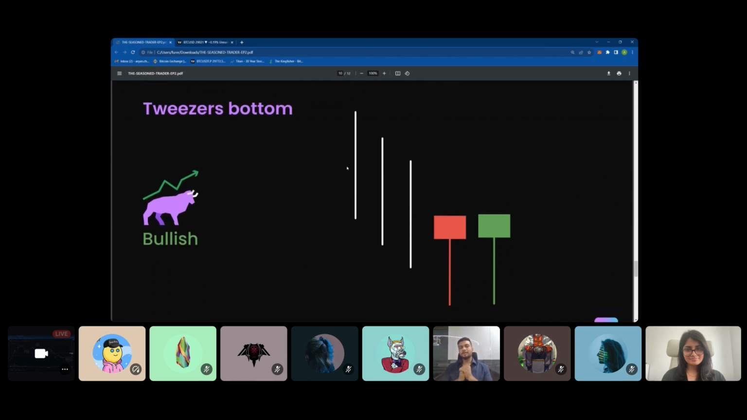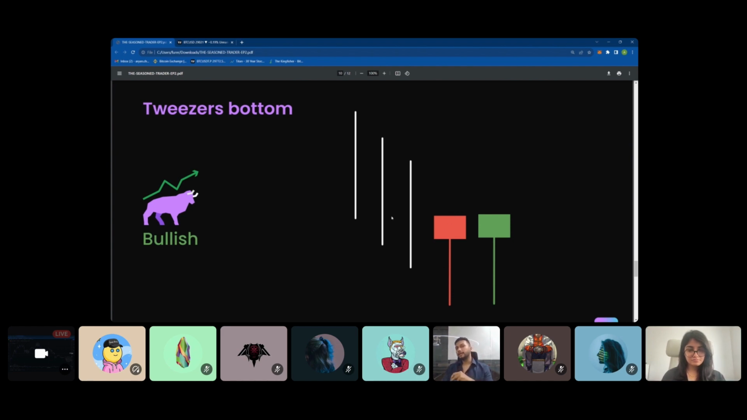So a tweezer bottom is basically a small body and a very long shadow or the wick. Okay. And I want that shadow below the body of the candle, not above. So if you see, we don't have any wick on top. We only have a lower wick. We don't have an upper wick.